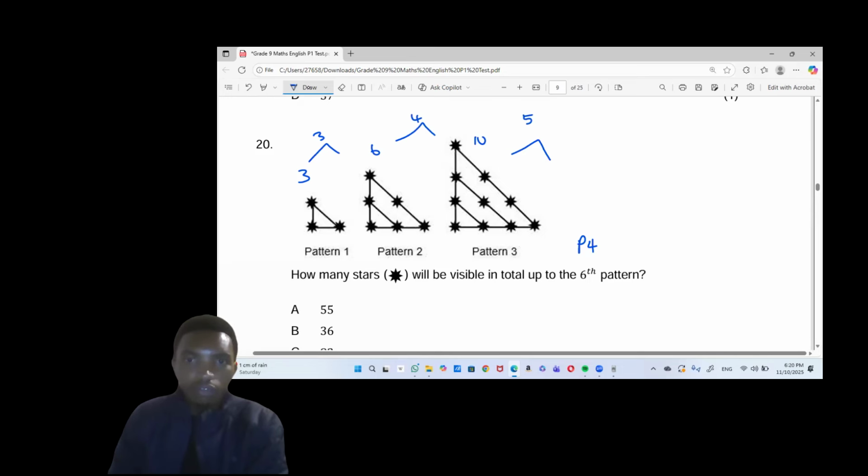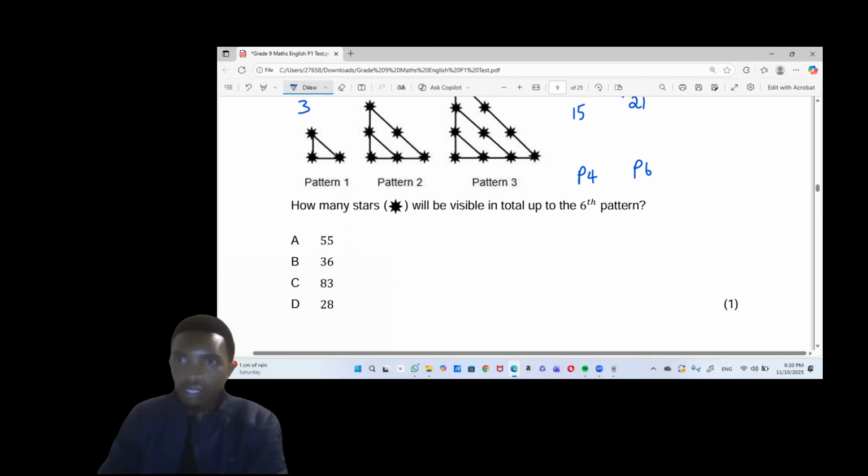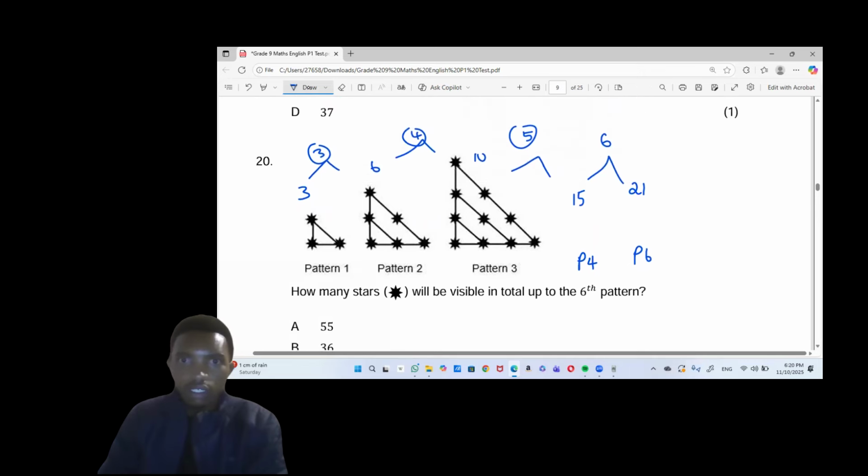For pattern 4, we're going to have how many? 15, I guess. Pattern 6. How much are we supposed to have here on top? If we have 3, 4, 5. Here, how much should we have? 6. So 15 plus 6 is how much? 21. Correct? Yes. So now let's check if we have such a number. Do you have such a number? No, isn't the pattern wrong?